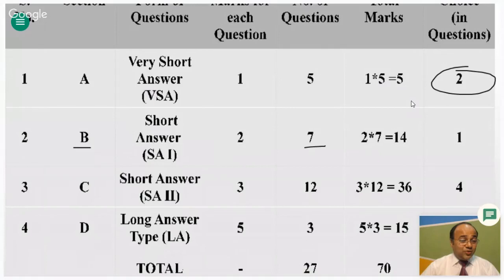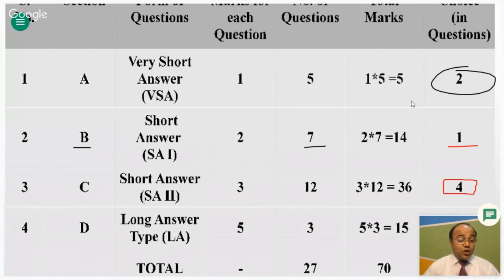Each question of section B is again of 2 marks, and there was only one question with an internal choice. If I come down to section C, which was the trickiest one in today's paper, especially of Delhi region, right, Aditi? In the Delhi region paper, there were 4 questions with internal choices, especially in set 3.